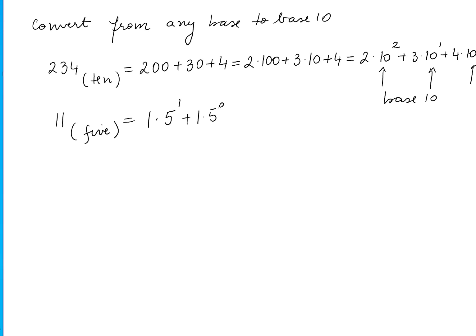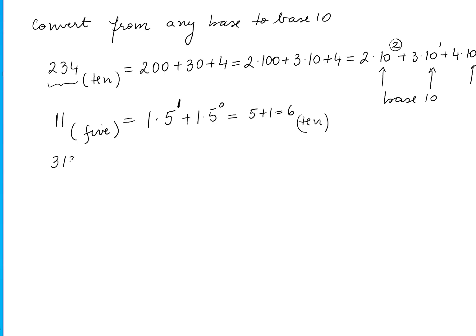So the reason why we use 5 to the first is because this number has only 2 digits. When our 234 had 3 digits, we started with 2 times 10 to the second, and then to the first and to 0. So we get 5 plus 1, which is 6 in base 10. So actually 6 in base 10, it's 11 in base 5.